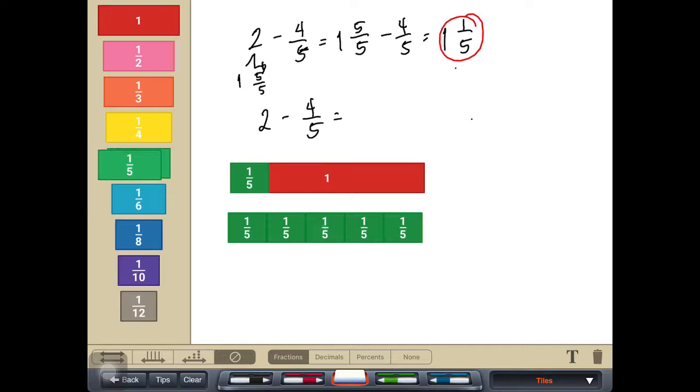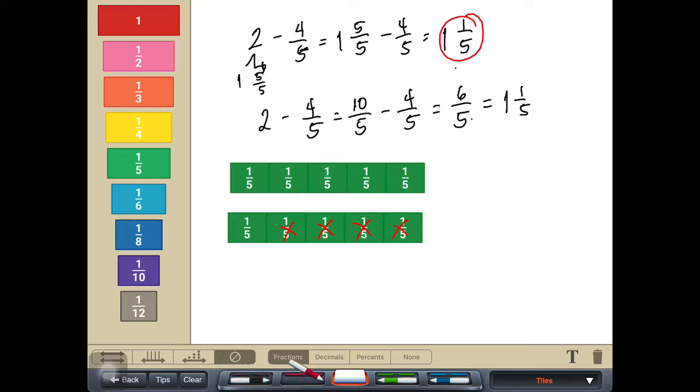And as you know, there are 10/5 in 2 wholes. So I can write there 10/5. Then subtract it with 4/5. Subtracting 4/5 would now be 1, 2, 3, 4/5. And what is left, I have 6/5, which is also equal to 1 and 1/5. Okay, so either of these methods is correct. You can choose whichever you are comfortable with.